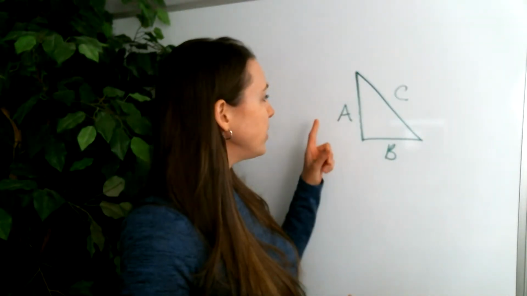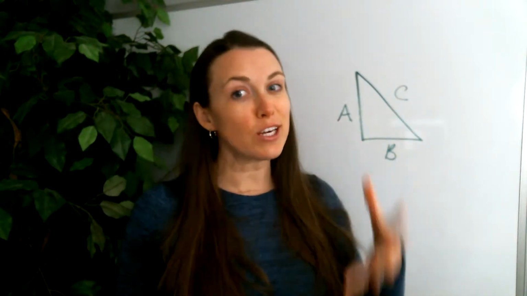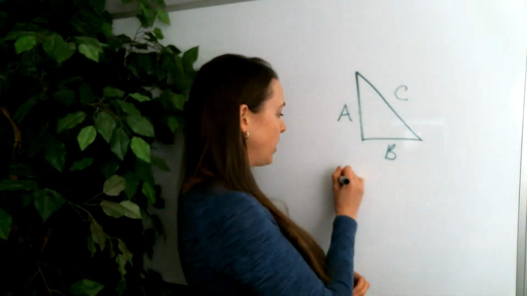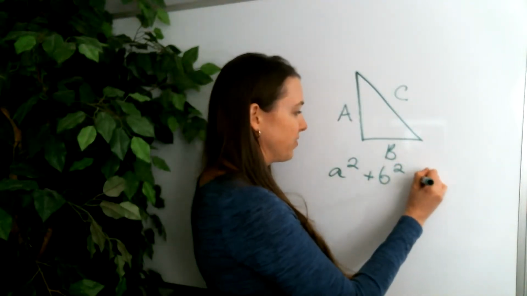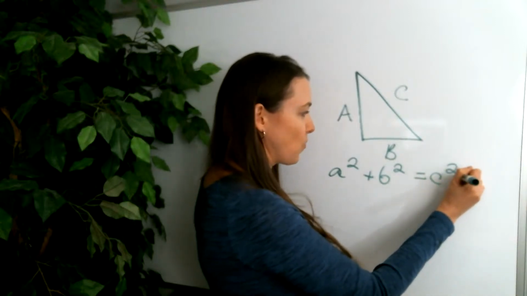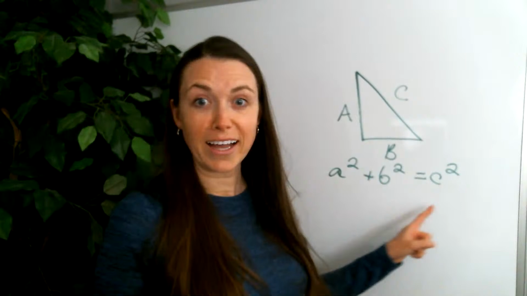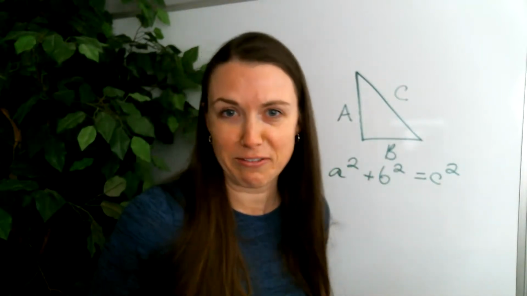What we need to do is figure out what the different sides are. And there's an equation that you're going to have to memorize. It is A squared plus B squared equals C squared. You're definitely going to want to make sure that you memorize this equation because it is not going to be provided for you, okay?